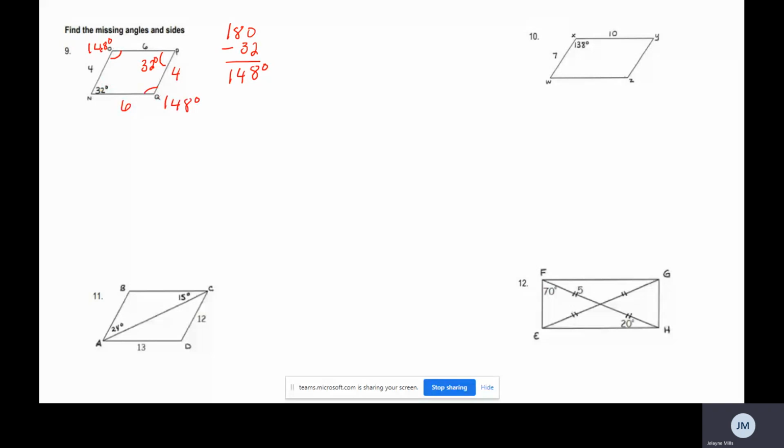Notice the difference between the degrees and just the length of the side. So the angle is in degrees. The length is just a number, usually like inches or meters or whatever.